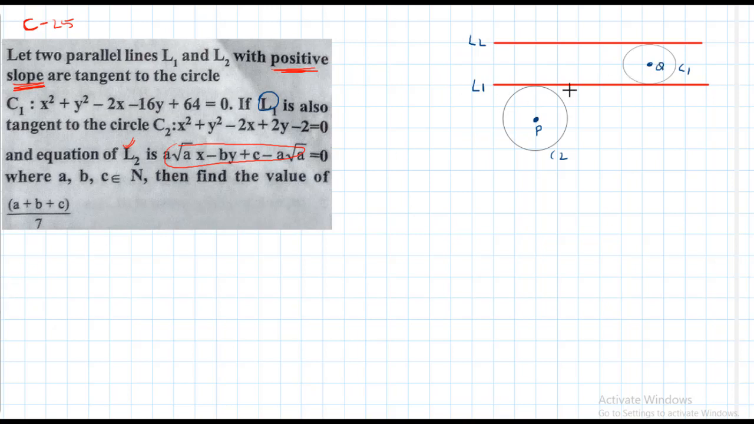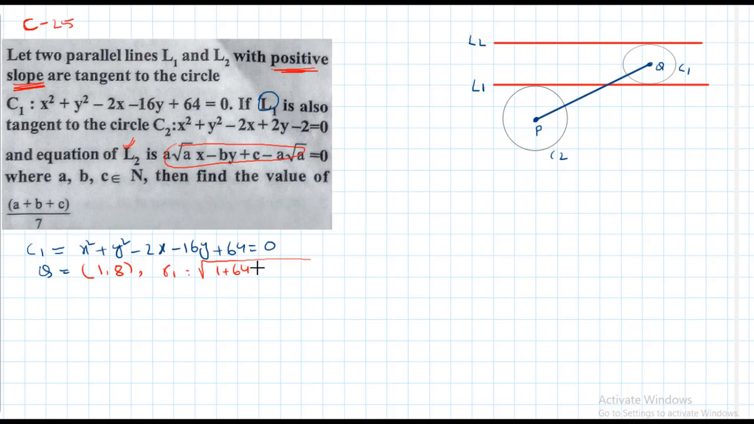Okay, students, observe that P and Q are the centers of the two circles. C1: x square plus y square minus 2x minus 16y plus 64 equal to 0. Now I can call its center Q. Q coordinates are directly 1, 8. Next I want the radius also. I can call this R1. R1 is equal to root over 1 plus 64 minus C, minus 64, that is equal to 1.